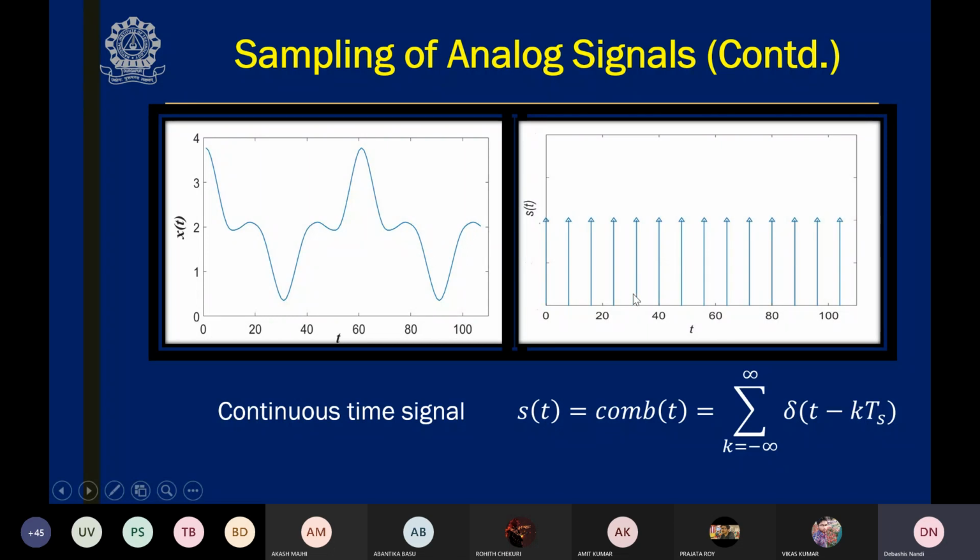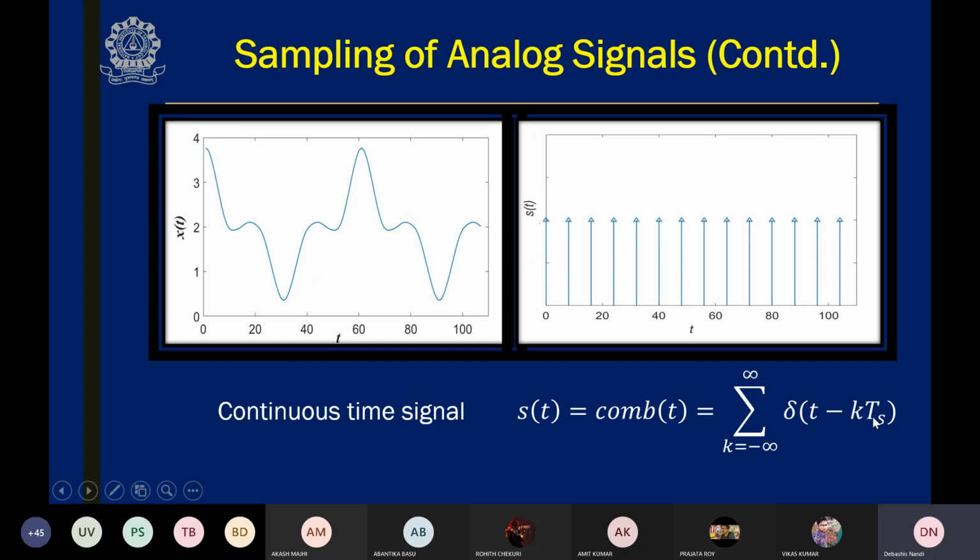Now, this is a pulse train. This pulse train looks like a comb. That is why this pulse train sometimes is called comb function. So s(t) is this pulse train, and you can write s(t) is equal to comb(t), and it is nothing but a series of impulse functions. So it can be written as a summation of shifted impulse function like this.